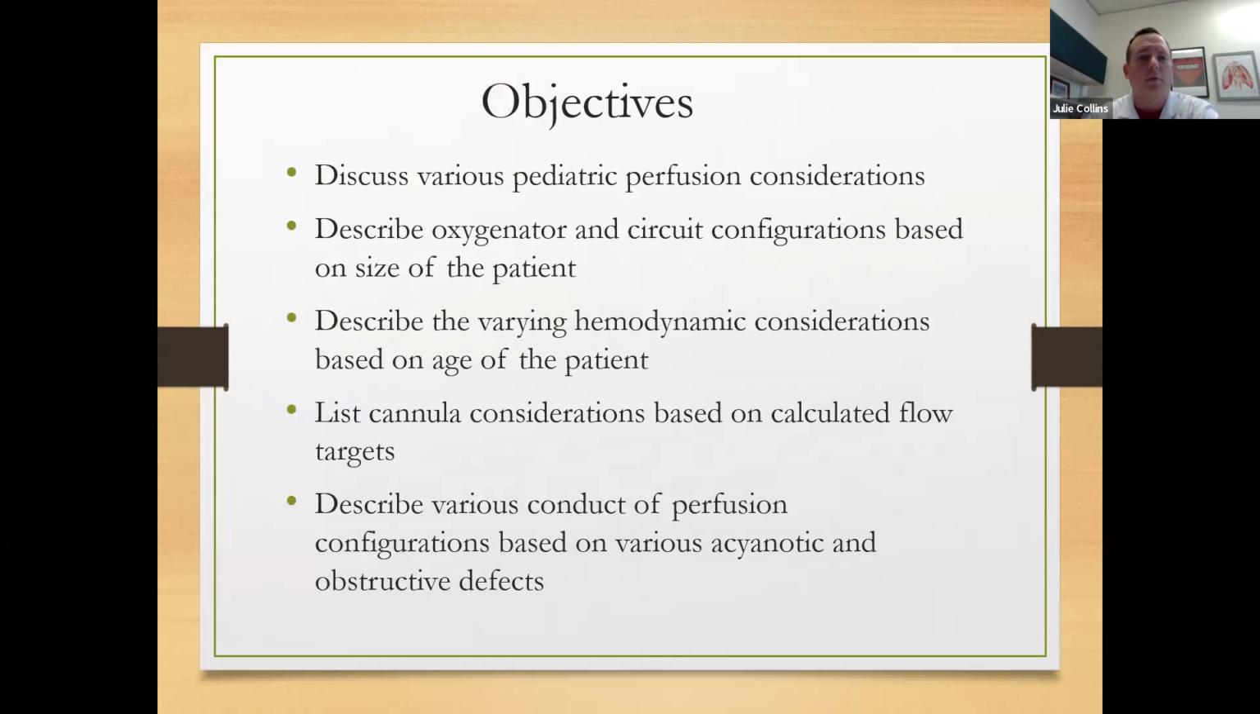So we'll start off by discussing various pediatric perfusion considerations. That should be a review. We'll describe the oxygenator and circuit configurations that we've gone over before. We'll describe varying hemodynamic considerations based on the age of the patient. We'll go over cannula considerations based on calculated flow targets. That's something I'm going to want you to know for the exam. And then we'll describe various conduct of perfusion configurations based on various acyanotic and obstructive defects.